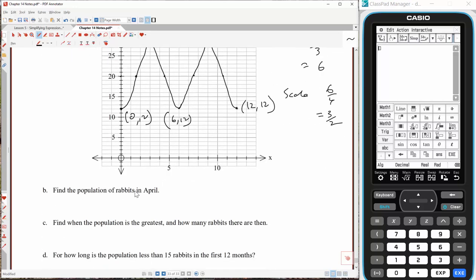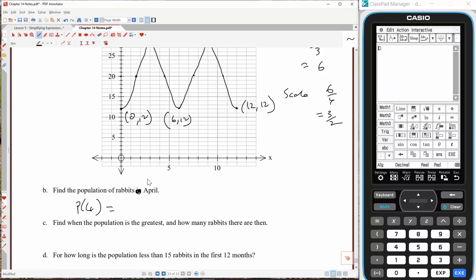Find the population of rabbits in April. So that would be P of 4. Now, bad question here, by the way. Find the population of rabbits in April. Right, when in April? Middle of April, end of April, start of April? So let's edit this one here. I'll just show you how the editing process does work in methods here.